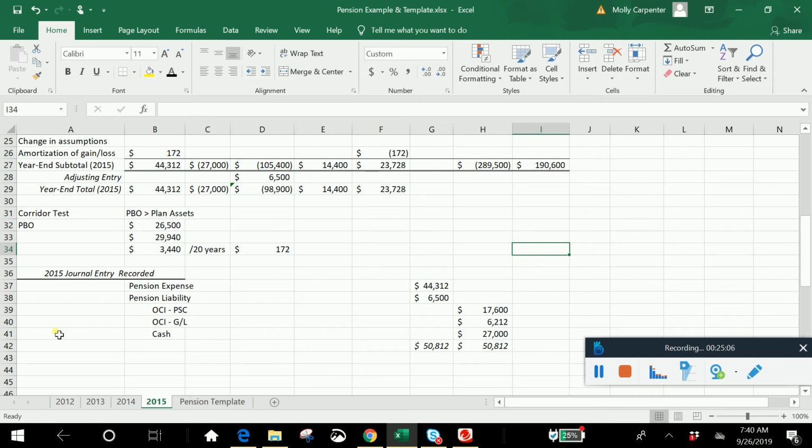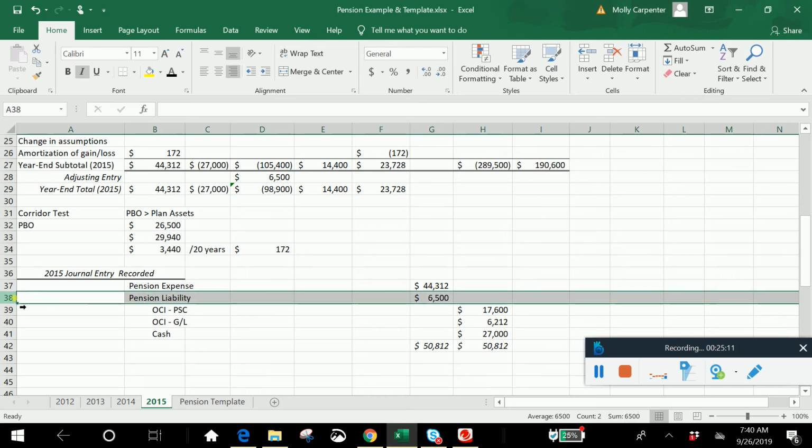I just also want to point out the reason that I debited pension liability and not debited pension asset is because I'm still in a liability position. I just have a lower liability than I did in the previous year.